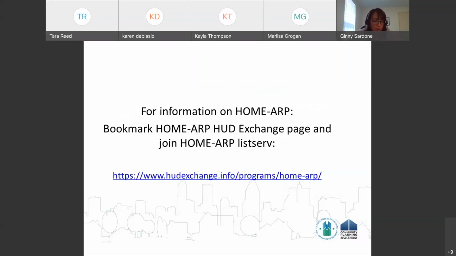Okay, I want to turn it over to Jeff, because that's the real reason why we're all here today, to learn more about Project Homekey. But before I do, I want to leave you with this URL and ask you, if you've not already done so, to bookmark the HOME-ARP HUD Exchange page and join the HOME-ARP listserv. That's where you'll get the earliest possible notification that the notice has been issued, and also get information about the webinars, trainings, tools, and other guidance that we're going to be putting out about the HOME-ARP program. So please do go to the HUD Exchange, bookmark that page, and sign up, and I will turn it over to Jeff. Thank you.